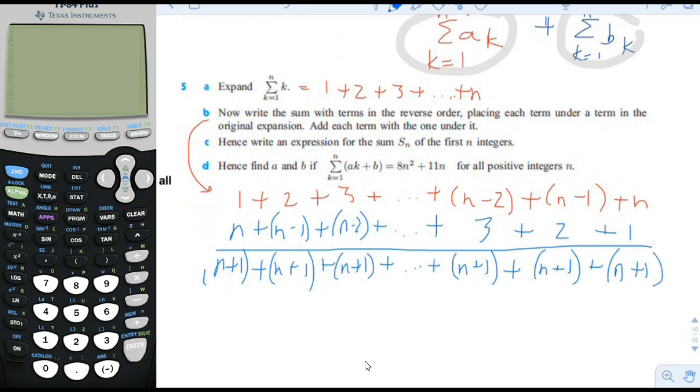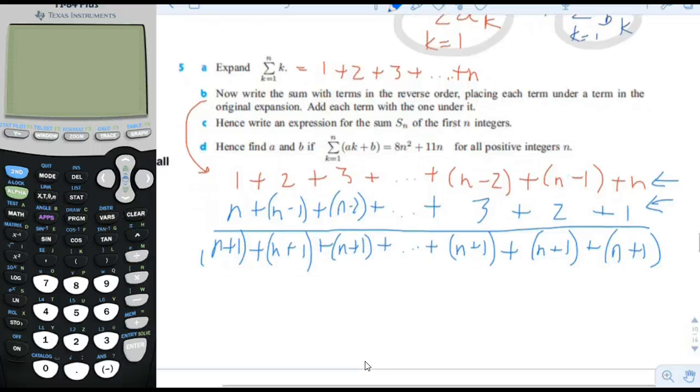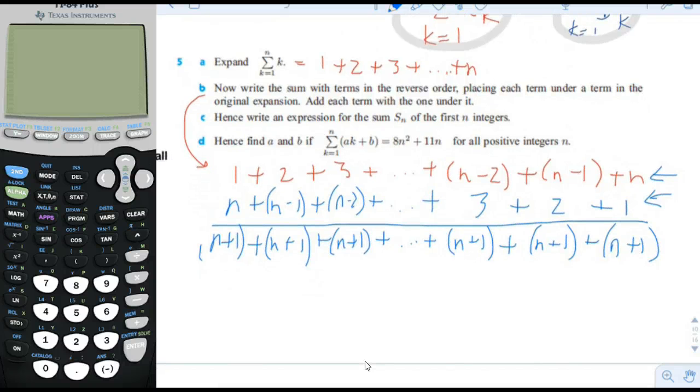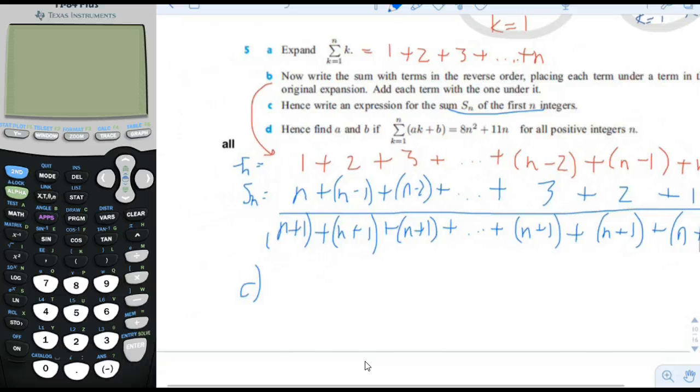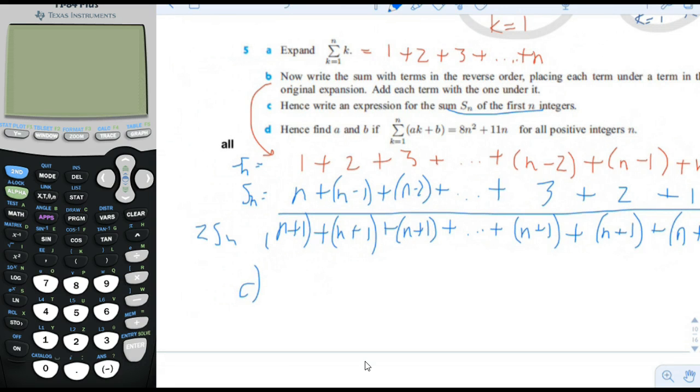Okay, and so now we've arranged the series in the opposite order, and we add them together, and we end up with this series, which is very easy to solve. Now we have, hence write an expression for the sum Sn of the first n integers. Basically what they're saying is, we have Sn equal to that, and we have Sn equal to that. So this last line is equal to 2Sn, because we've added it up.